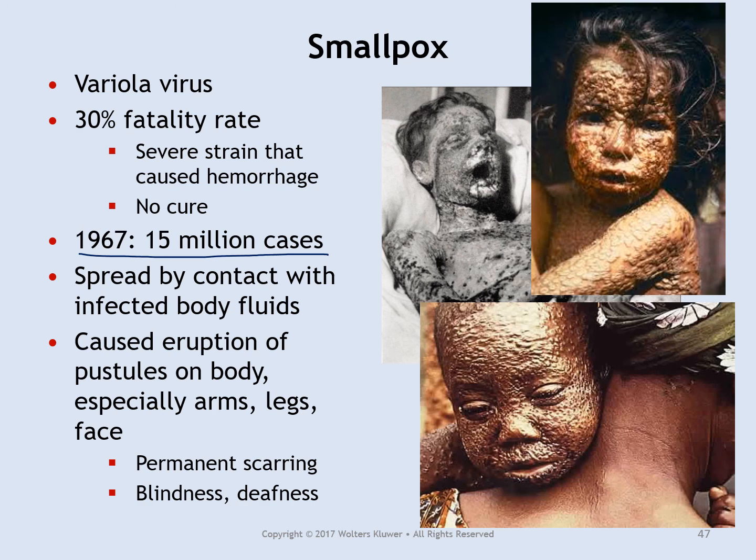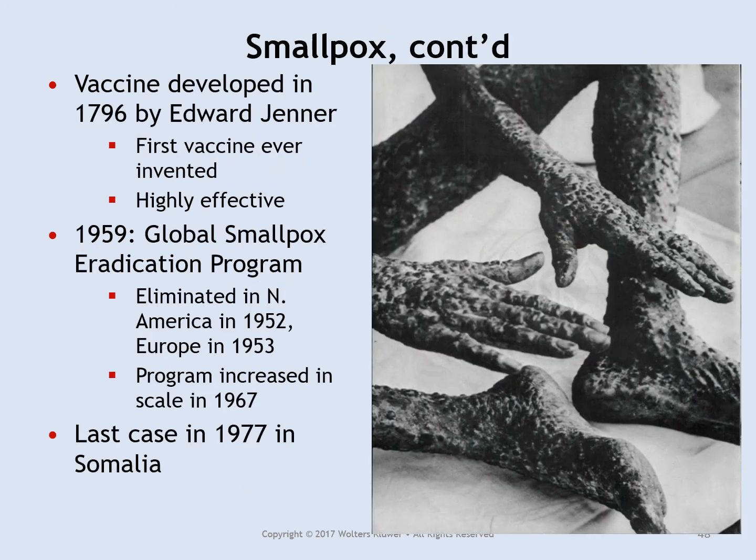These pustules would lead to permanent scarring. This is not like chickenpox at all. You get permanent, very severe scarring. If you get these pustules in the ears or near the eyes, it can lead to blindness and deafness as well. It's a really, really nasty disease with some pretty severe long-term consequences.